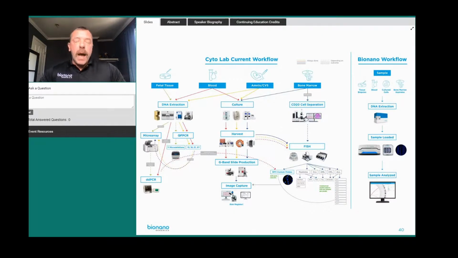And the power of our technology really is that we could take a workflow like you see on the left there, the CytoLab workflow, where, depending on the input source and the test that you're doing, you have an enormous amount of different procedures with different equipment, with culturing of cells, with different microscopes and array scanners and hybridization ovens and all of that. And all of that could be replaced with the workflow on the right, with just a simple single instrument, single DNA extraction workflow, and then a single piece of software that can give you array data, FISH data, karyotype data, all of that combined.